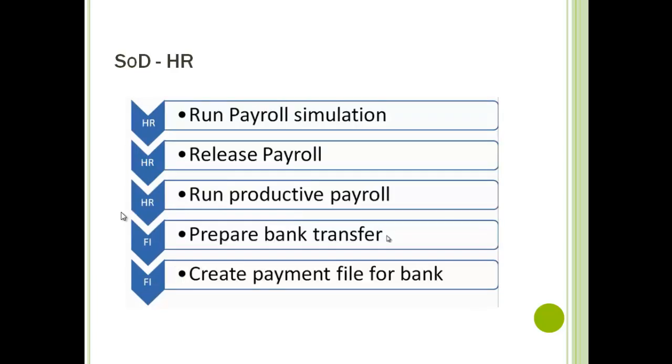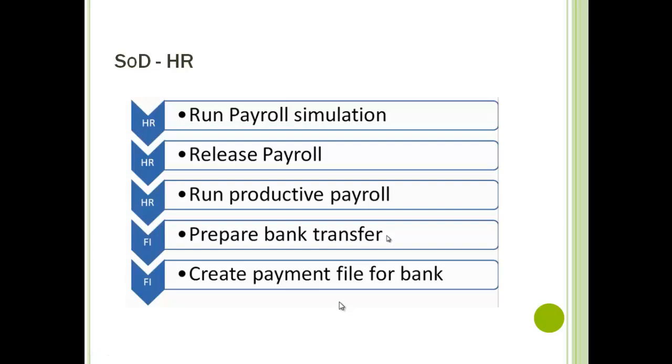Maybe I can give you one more example. For example, in HR. In HR, as you know, the payroll is a very sensitive topic. So what happens in HR when you want to run a payroll? First we will simulate the payroll, then the payroll will be released. Then once the payroll is released, then productive payroll, then prepare the bank transfer, that will be prepared by FI, and then they create the payment file and it will be sent to the bank.